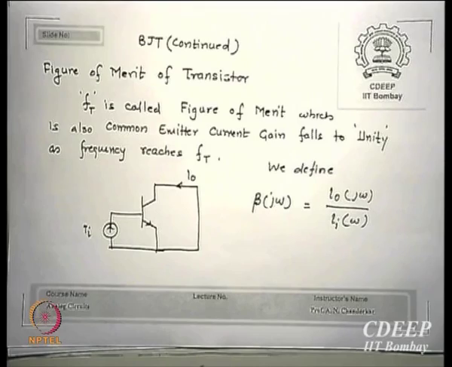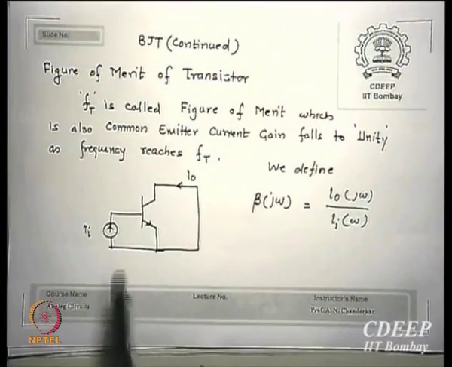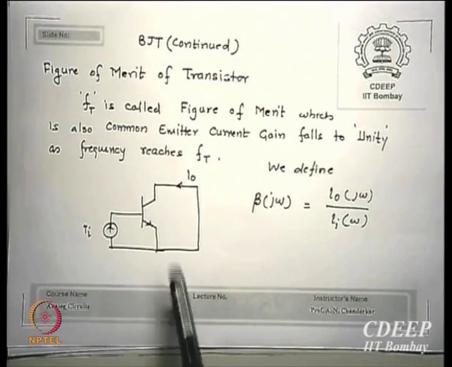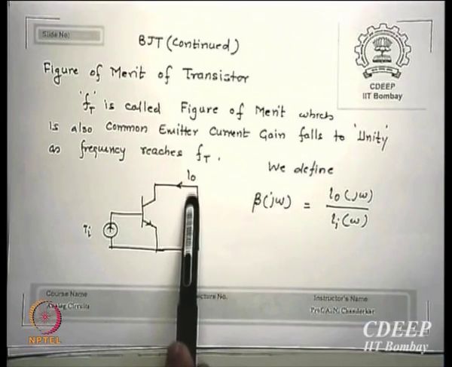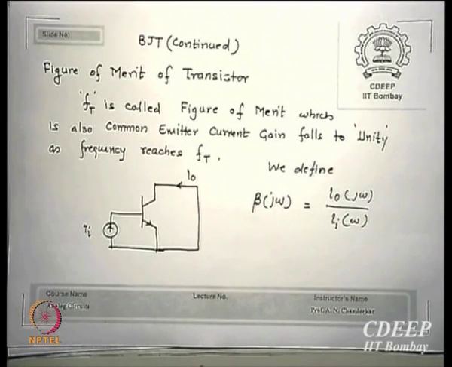But you should not use FT really. You should typically use 1 by 10 of FT in your analysis and in your designs, because FT is the point at which gain has fallen to 1. That limit I want to know, where the gain is going to 1, and beyond that I will not operate at any time, and that is why it is called figure of merit. How do I calculate this, or how do I evaluate it? I already said it is the common emitter current gain when it falls to unity. So, I say okay, I short circuit the output. What does that mean?